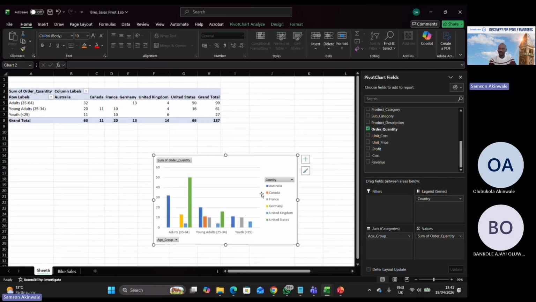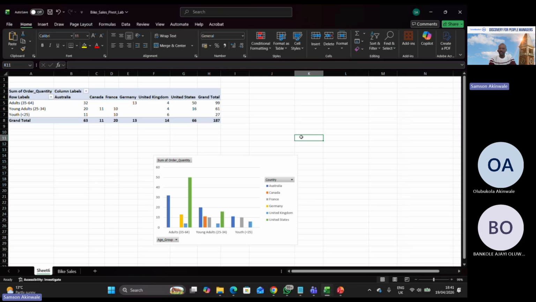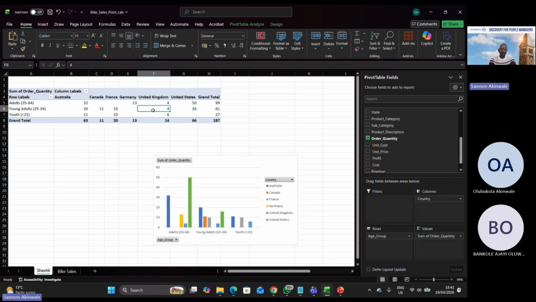Yeah, coming down this way. So you just come to your pivot chart field right on the right side of the screen. It shows it. The moment you click away from it, it disappears. But if you want it to reappear, just click on the pivot table itself. It will reappear.